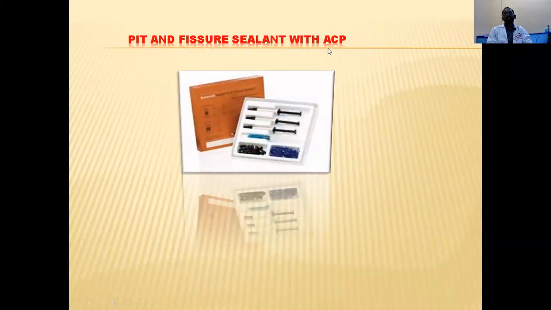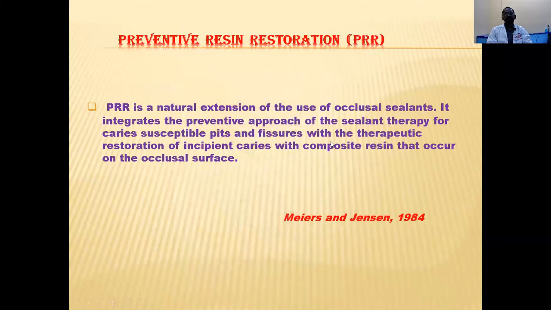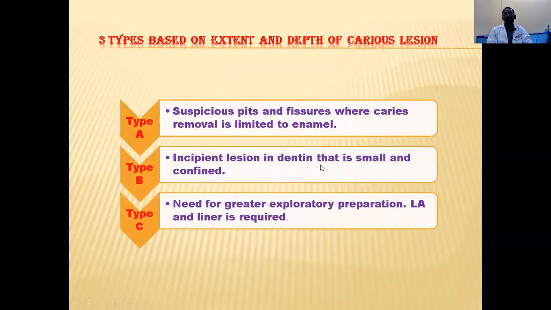And this is one of the recent advancements with ACP, amorphous calcium phosphate. It is one of the best remineralizing agents. Coming to the preventive resin restoration, it is a natural extension of the use of occlusal sealants. It integrates the preventive approach of sealant therapy for caries susceptible pits and fissures with the therapeutic restoration of incipient caries with composite resin that occurs on the occlusal surface.